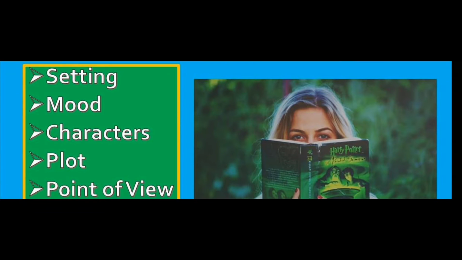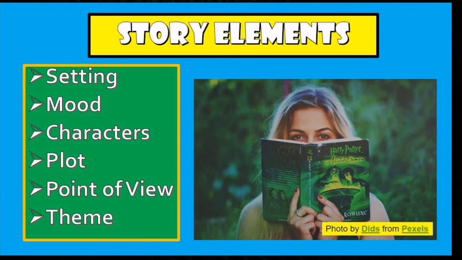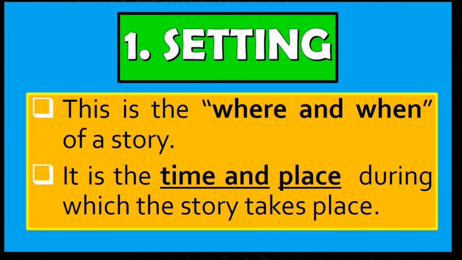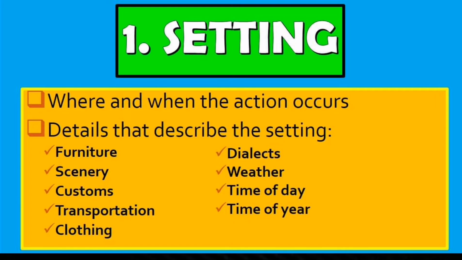The elements of the story are the following. We have the setting, mood, characters, plot, point of view, and theme. Now let's focus first on the setting. When we say setting, this is the where and when of a story. It is the time and place during which the story takes place, or it is the where and when the action occurs.